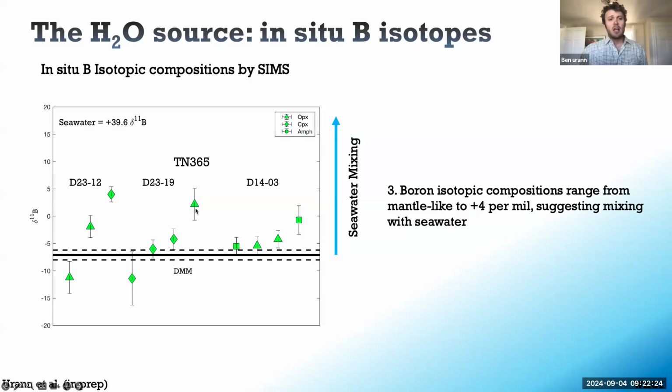And these measurements can be exceedingly difficult to do, which is why you get some of these larger error bars on these samples. We're dealing with boron concentrations that are less than about 1 part per million in most cases. But again, we have another line of evidence that's suggesting that we have seawater mixing that's occurring in these samples to generate these heavy boron isotopic compositions.